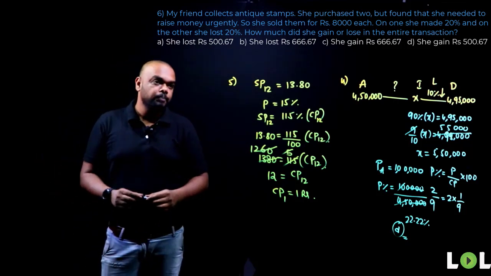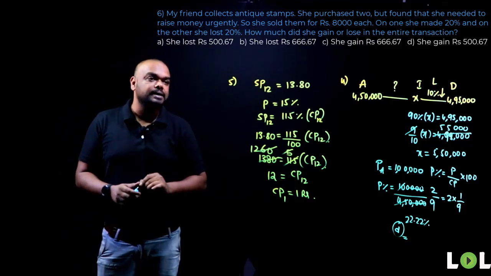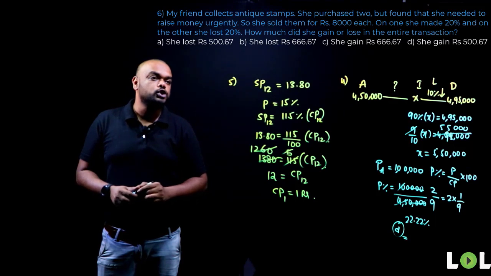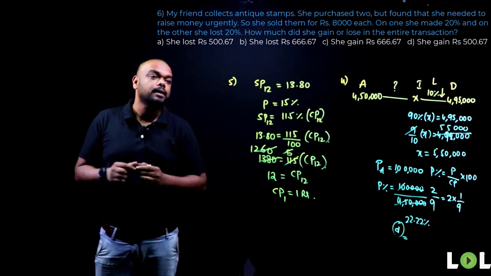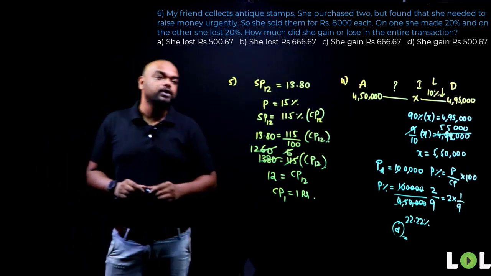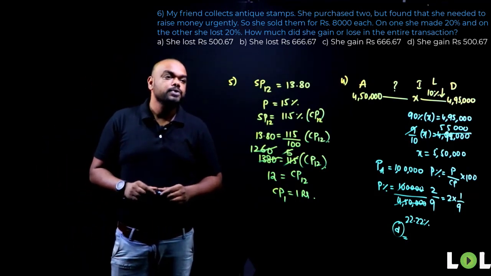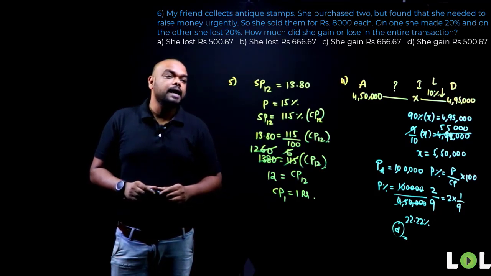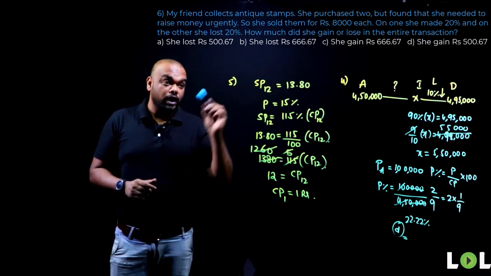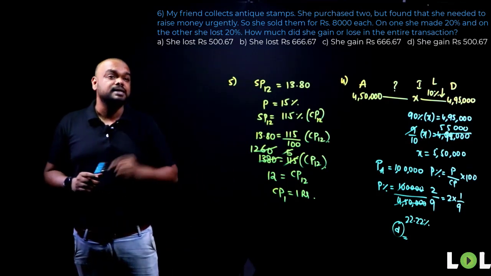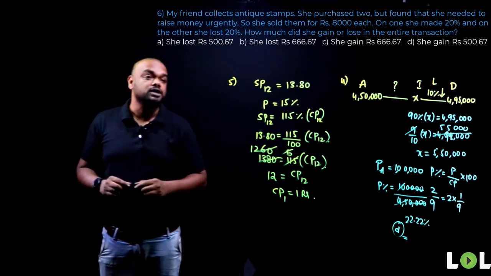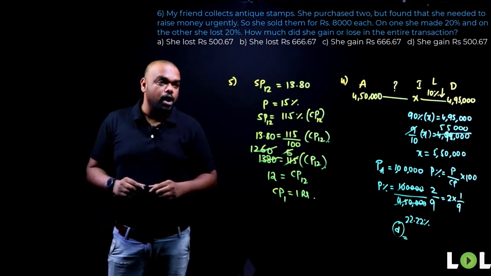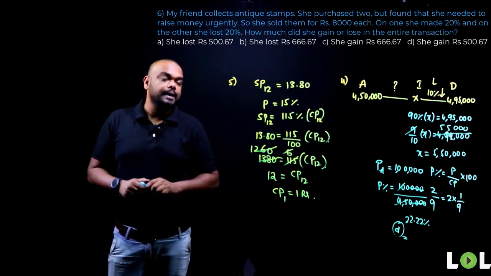What do we have here? My friend collects antique stamps. She purchased 2 but found that she needed to raise money urgently. So she sold them for rupees 8,000 each. On one, she made a profit of 20% and on the other, she made a loss of 20%. How much did she gain or lose in the entire transaction?